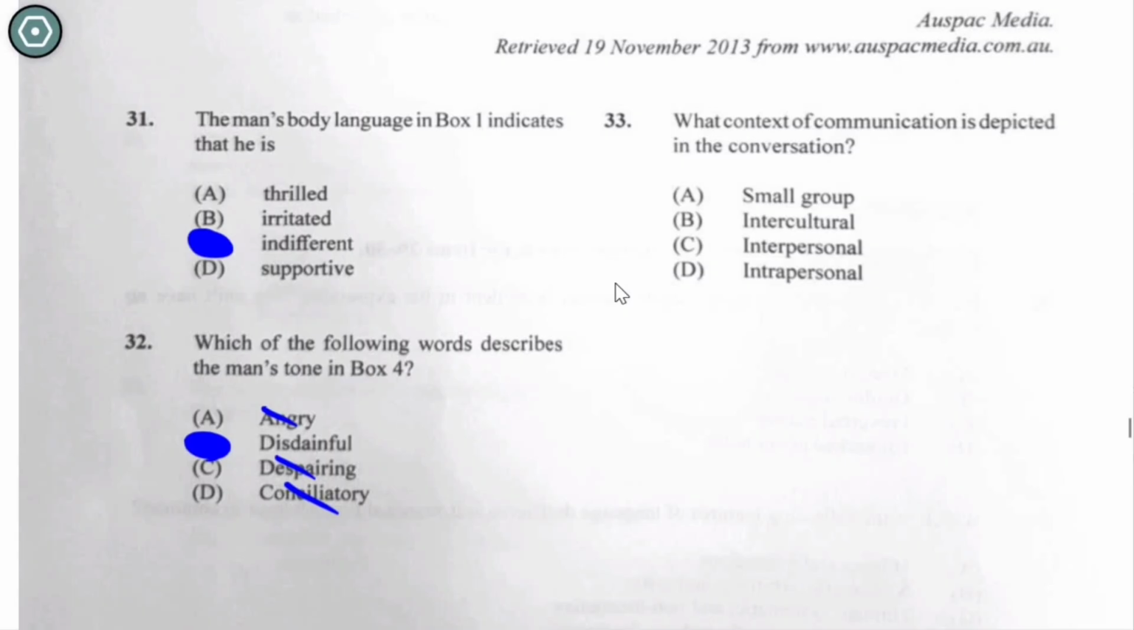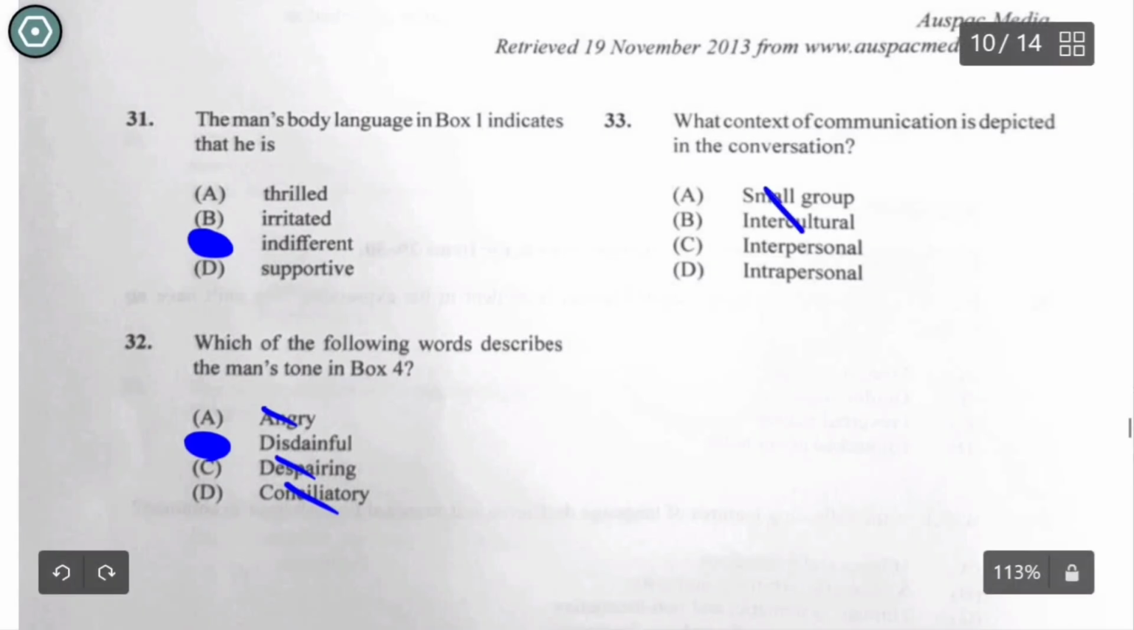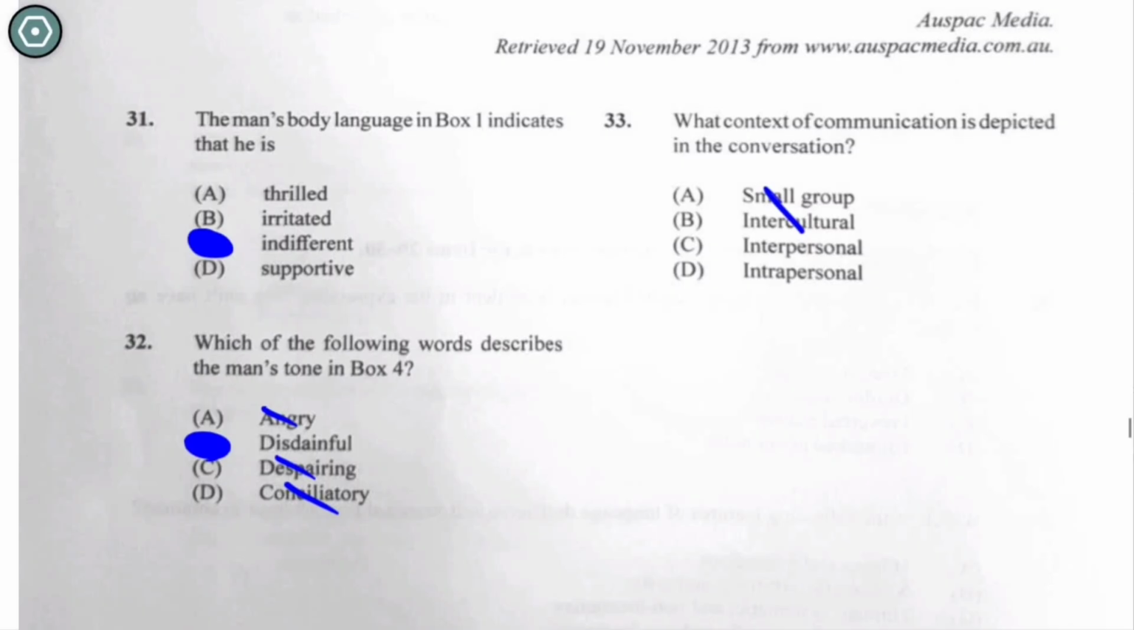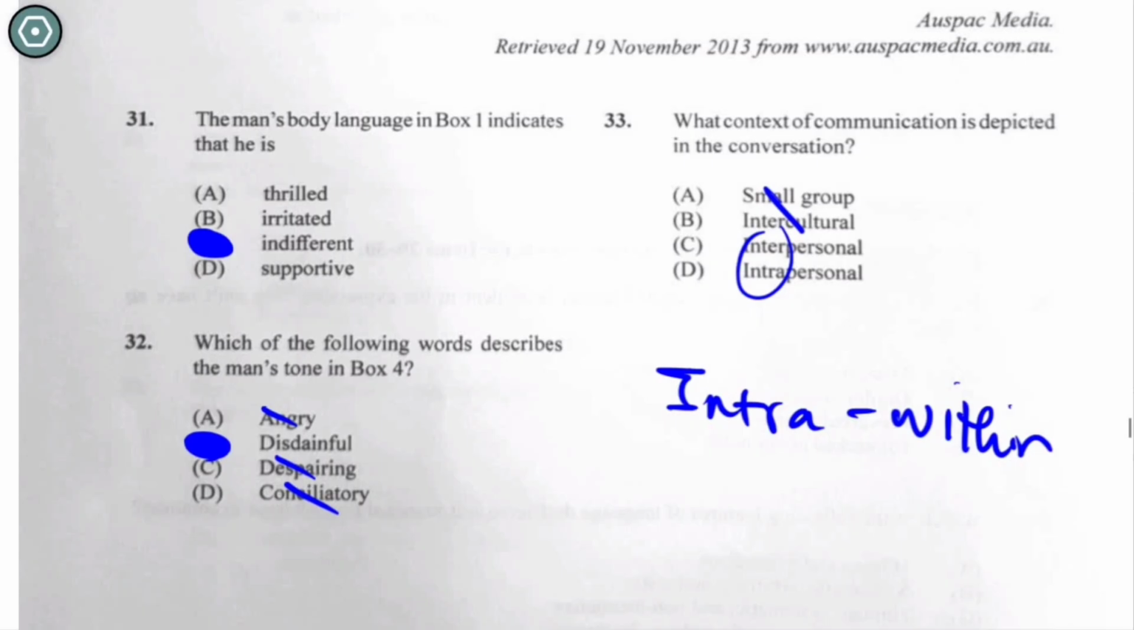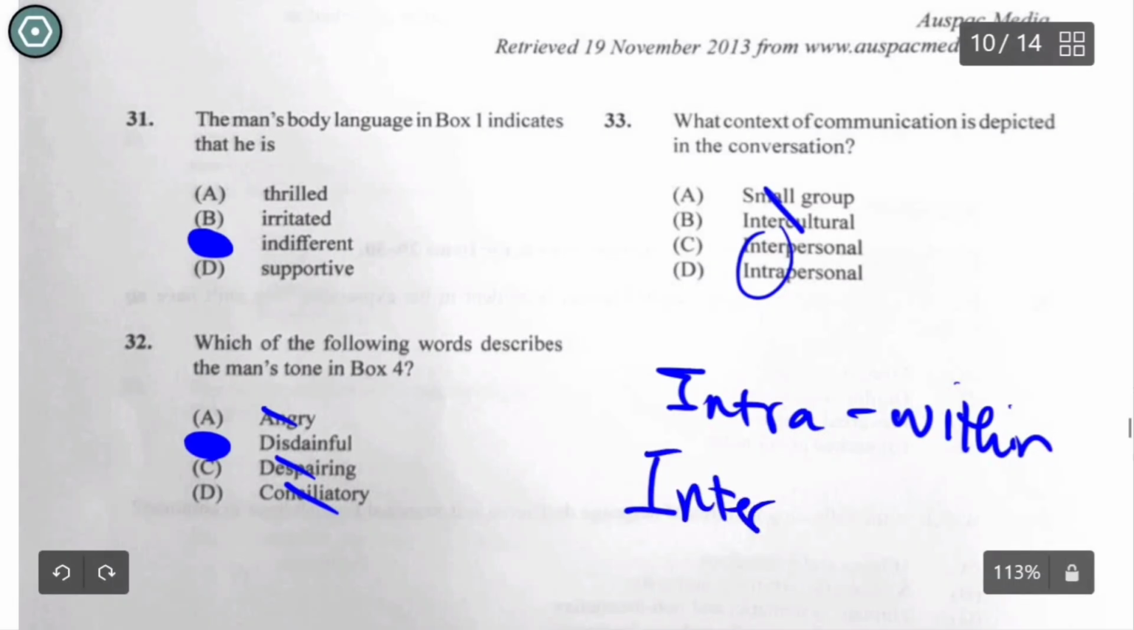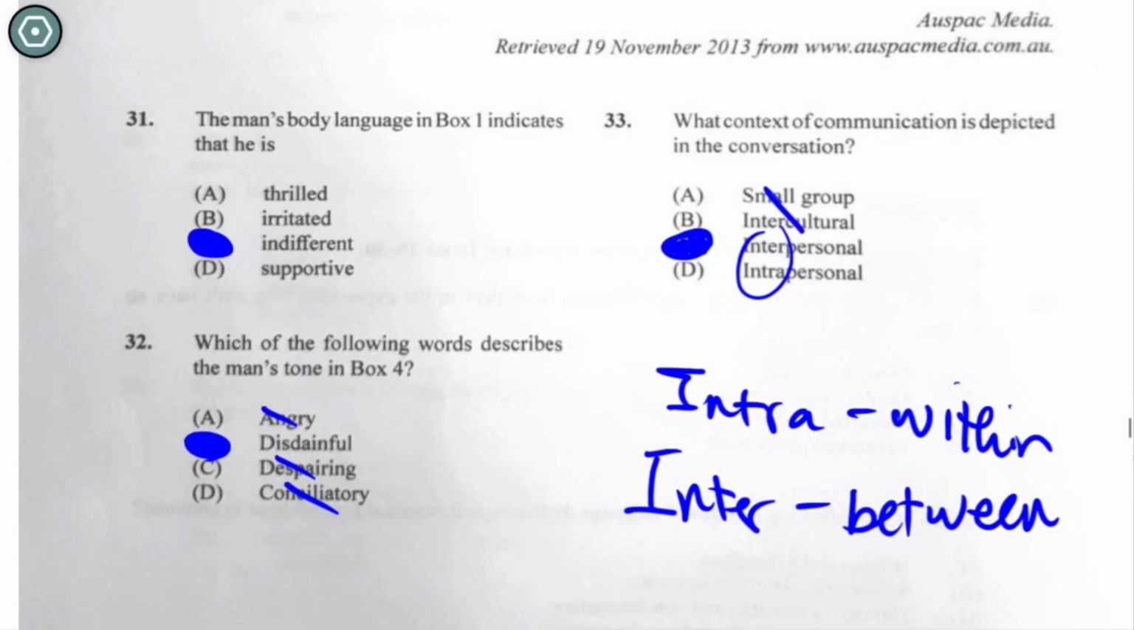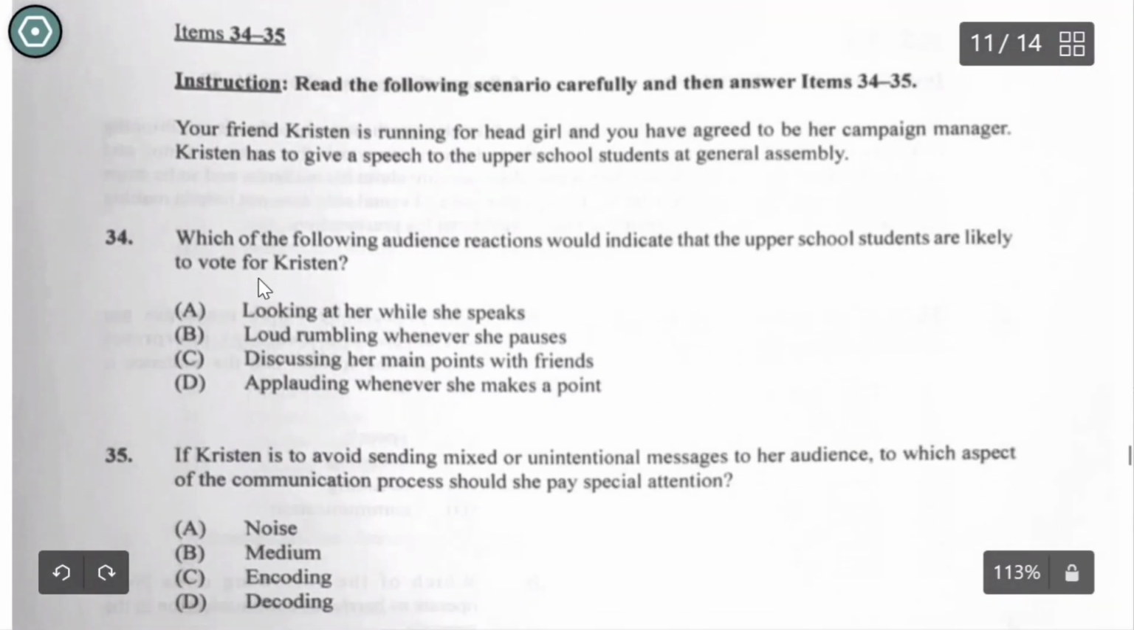Alright? And what context of communication is depicted in the conversation? Small group, intercultural, no. It's not small group either. So it's either interpersonal or intrapersonal, and they did this on purpose. The inter versus the intra. Intra means within, so intrapersonal would be within self, in your own consciousness. While inter is between, so interpersonal would be between people. Here the conversation is between the man and the woman. So it's interpersonal.